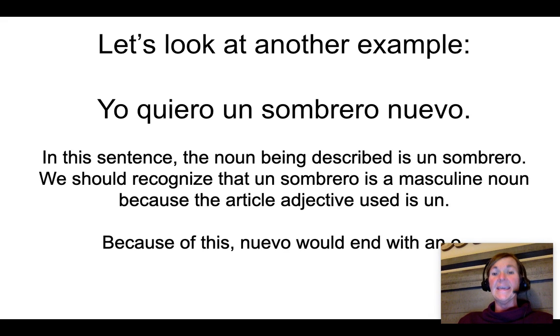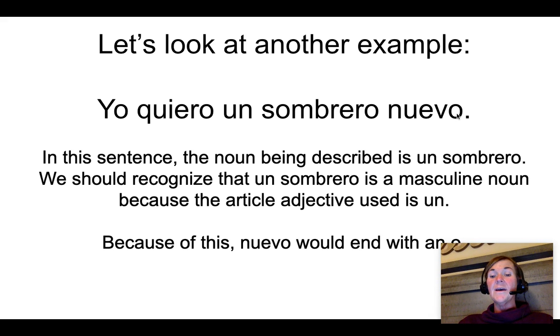Another example, yo quiero un sombrero nuevo. I want a hat new, or in English, I want a new hat. In this sentence, the noun being described is un sombrero. We should recognize that un sombrero is a masculine noun because the article adjective used is un. Because of this, nuevo is going to stay with the O because it is describing the masculine noun, sombrero.